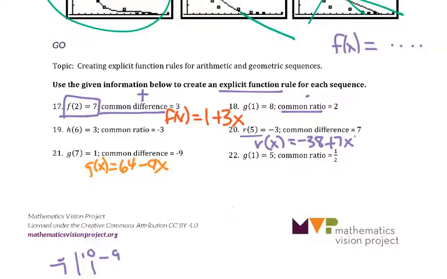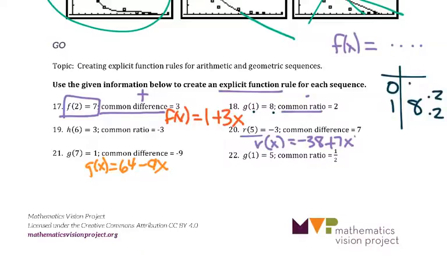So now for our common ratio ones, okay, so it was 0, 1. G of 1 is 8. Common ratio 2, so we're multiplying by 2. So what number times 2 is 8? It's 4. So I go g of x equals my starting number, 4. What are we doing? Multiplying by 2. We're multiplying, so we put the x up above.